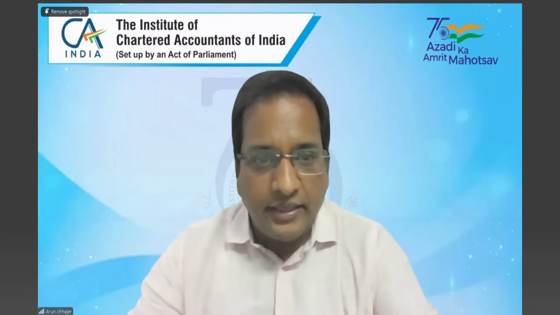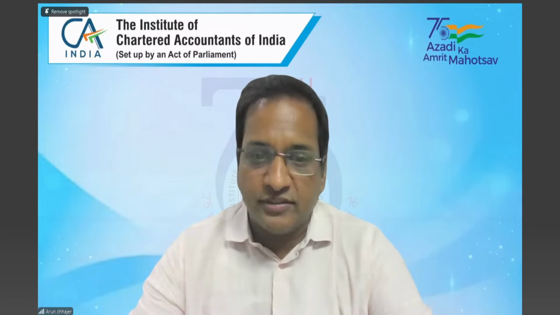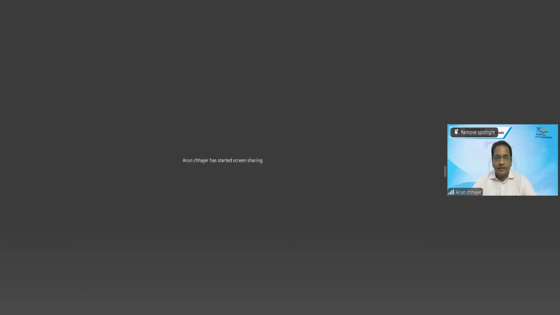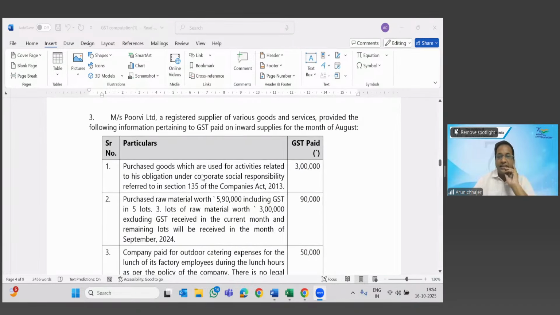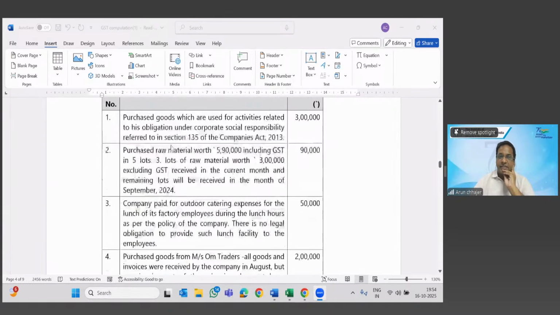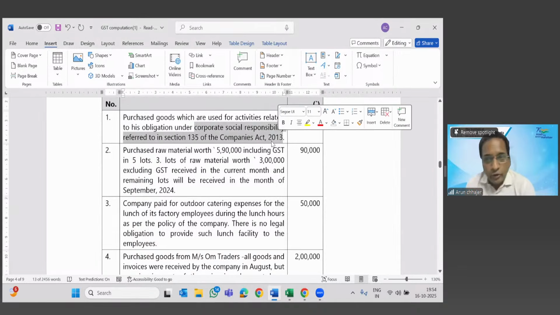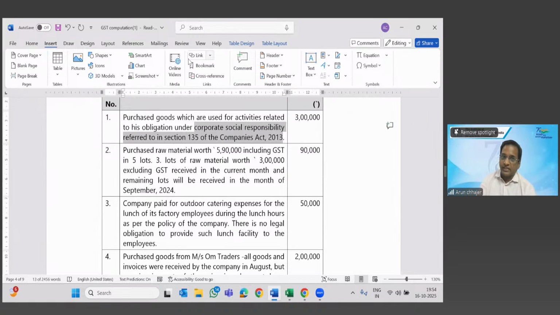So let me move to the next question and we'll do it quickly. Purvi Limited, a registered supplier of goods and services, provided the following information pertaining to the GST paid on inward supplies. Purchase of goods which are used for the activity related to the obligation under CSR referred to in section 135. Will you give the ITC or not? Just quickly tell me. I will not calculate now. Just take your answer and then confirm whether it is allowed or not allowed.